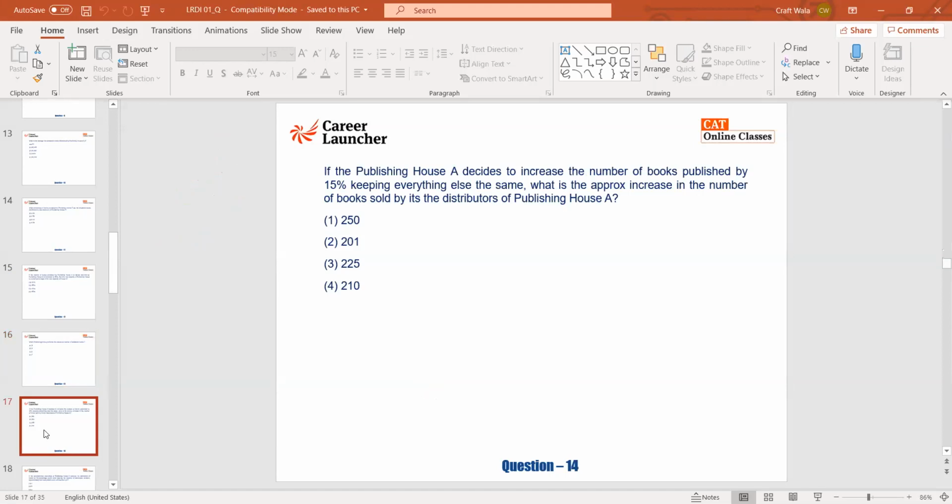Next, 14th one. If publishing house A decides to increase the number of books published by it by 15%, keeping everything else same, what is the approximate increase in the number of books sold by its distributors, right, of publishing house A? What do you get? 201. What about others? Is everybody getting 201?